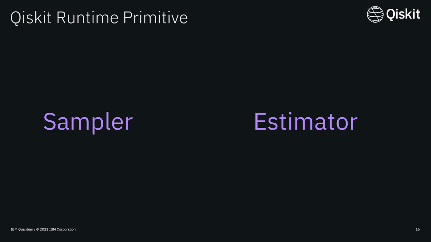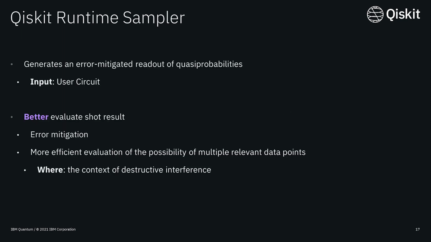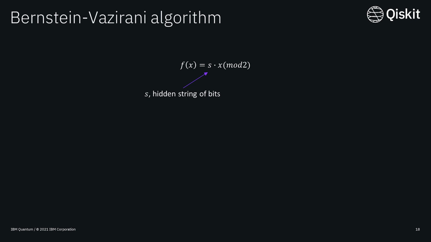Currently, there are 2 Qiskit Runtime primitives, and these are sampler and estimator. Let's start with sampler. Sampler uses user circuit as input and generates the error mitigated readout of quasi probability. This error mitigation method and efficient evaluation of the possibility of multiple relevant data points allow better evaluation of short result. First algorithm that is used in this lab is Bernstein-Vazirani algorithm.